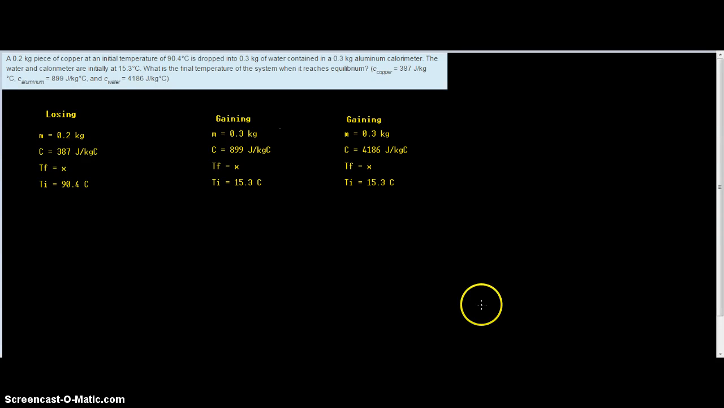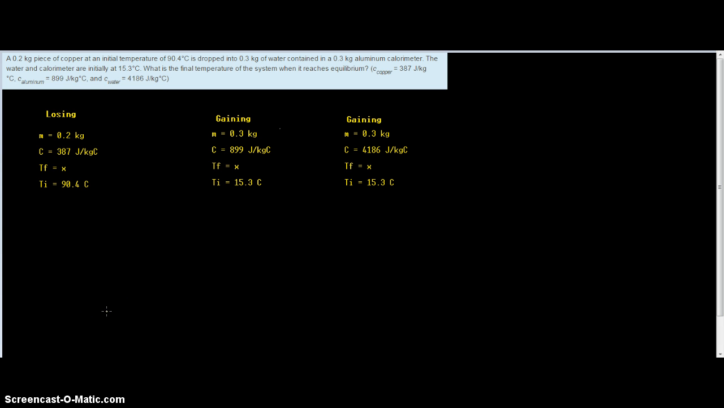This problem is what we call a calorimetry problem. Calorimetry is a fancy word for heat exchange. And whenever we try to solve such a problem, we need to identify first off what's gaining heat and what's losing heat.